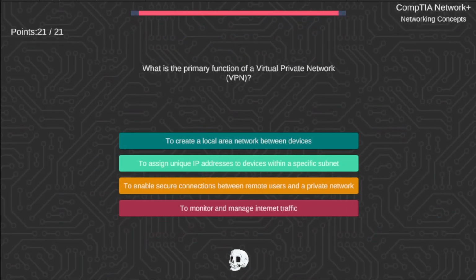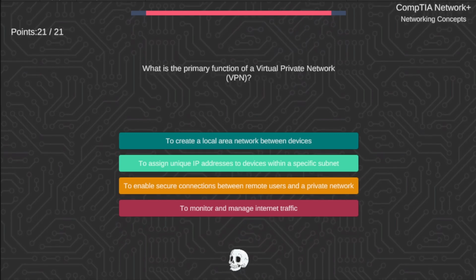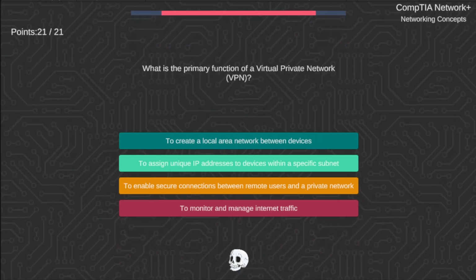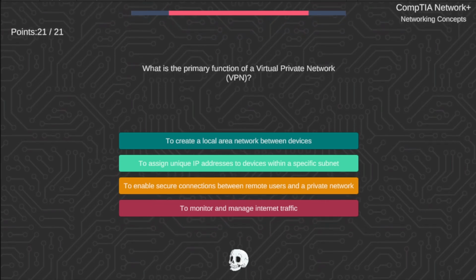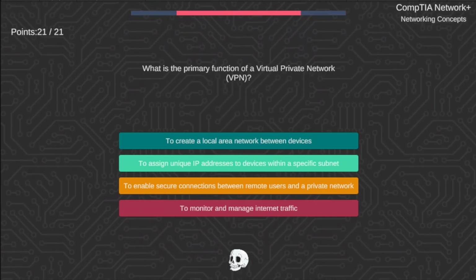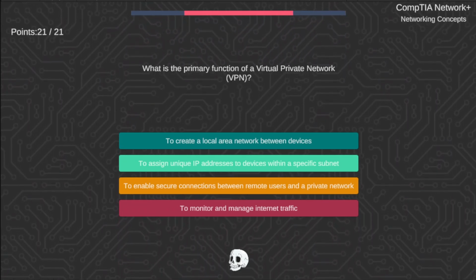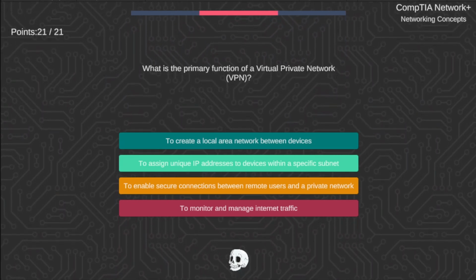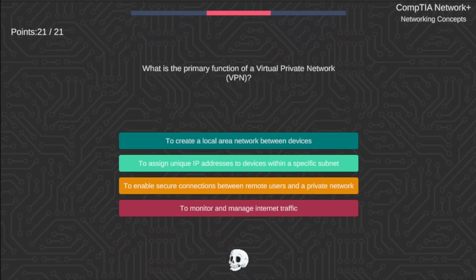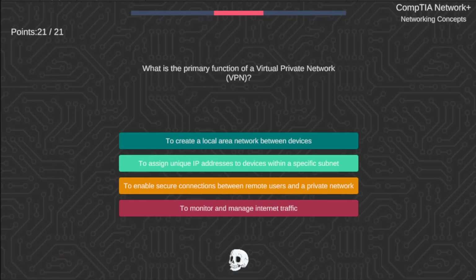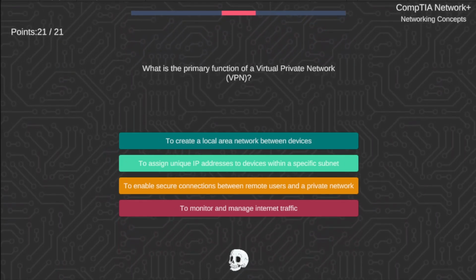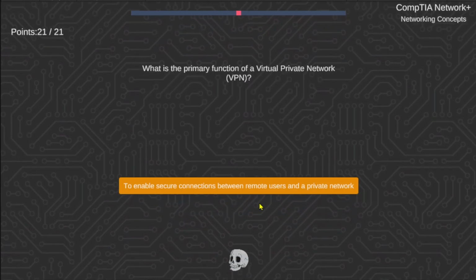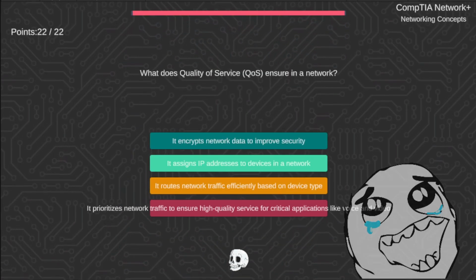What is the primary function of a virtual private network, or VPN? To create a local area network between devices, to assign unique IP addresses to devices within a specific subnet, to enable secure connections between remote users and a private network, or to monitor and manage internet traffic. The primary function of a VPN. Correct answer is to enable secure connections between remote users and a private network.